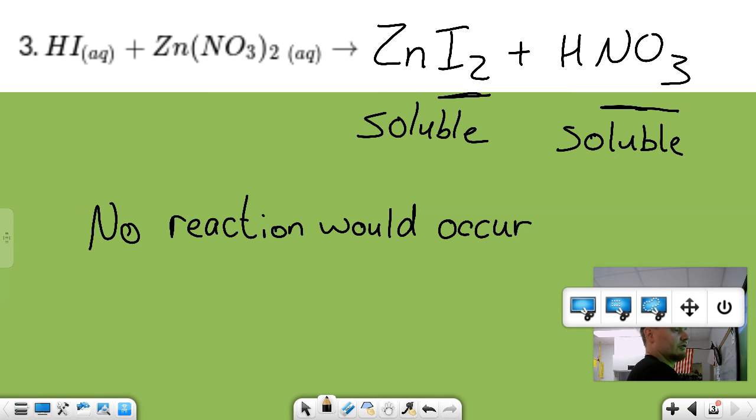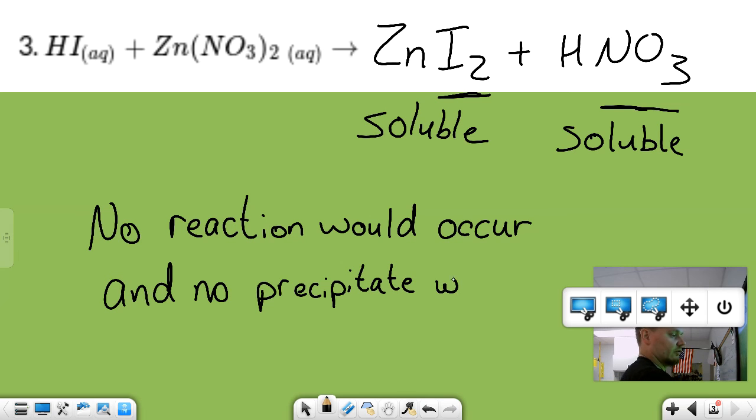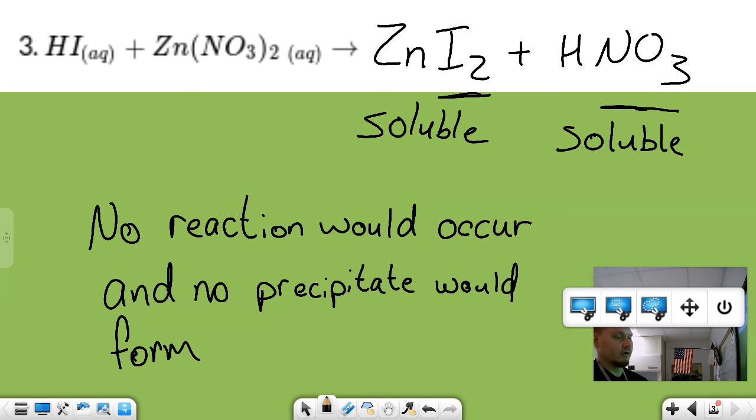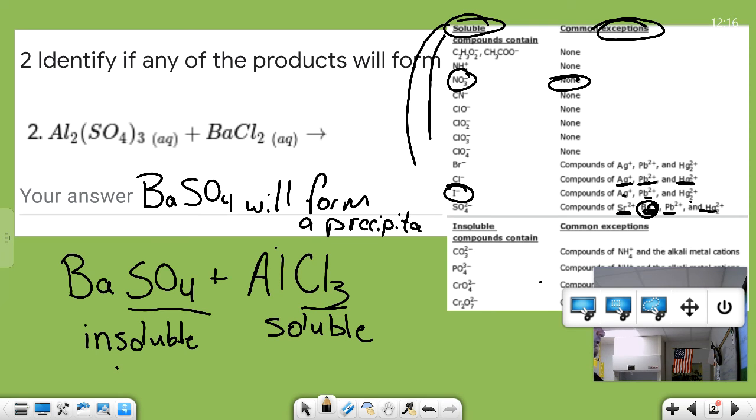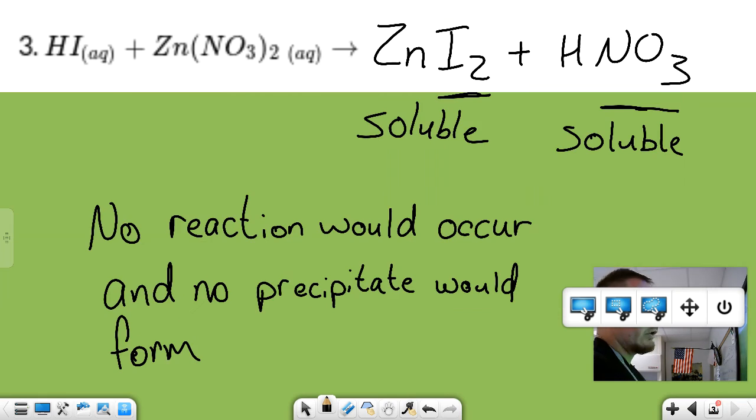No reaction would occur, and no precipitate would form here. All right? Those are the two different cases that we're going to have here. Either when they switch partners something is going to form a precipitate, or no reaction will occur and no precipitate would form if any combination of the ions is still going to be soluble.